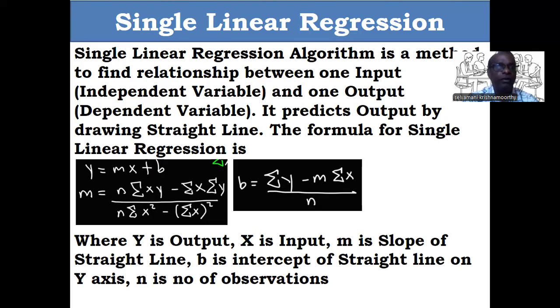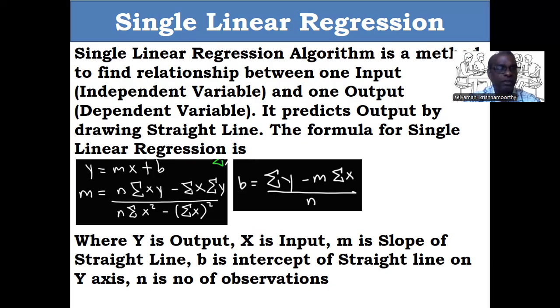Okay. See, the formula for single linear regression is y = mx + b. In this expression, y is output, x is input. M is the slope of the straight line. We are going to draw one line with the help of inputs and outputs. B is the intercept of the straight line on the y-axis. N is the number of observations, that is, how many inputs and outputs we are having. This is called N.